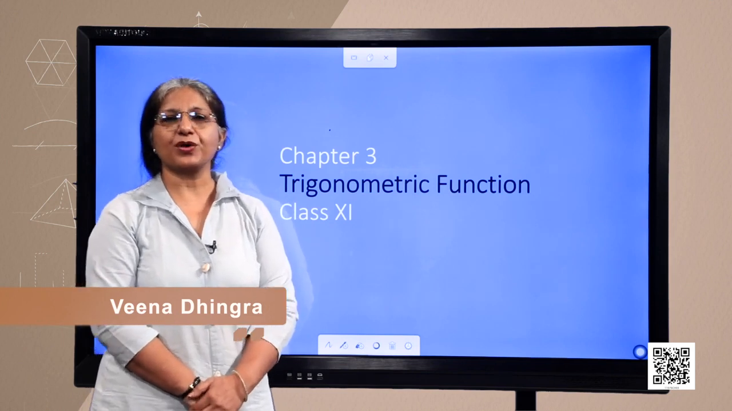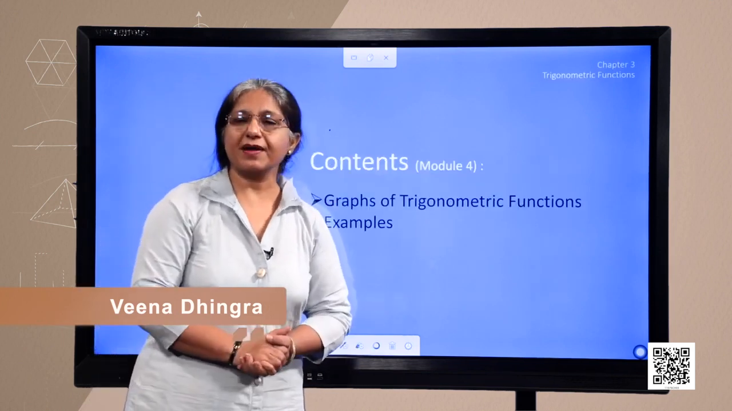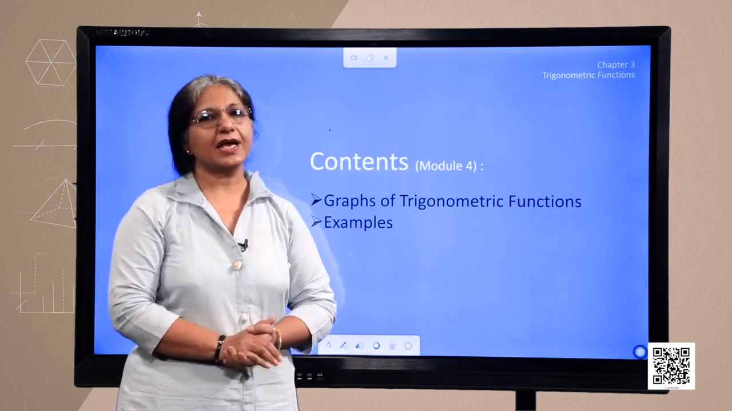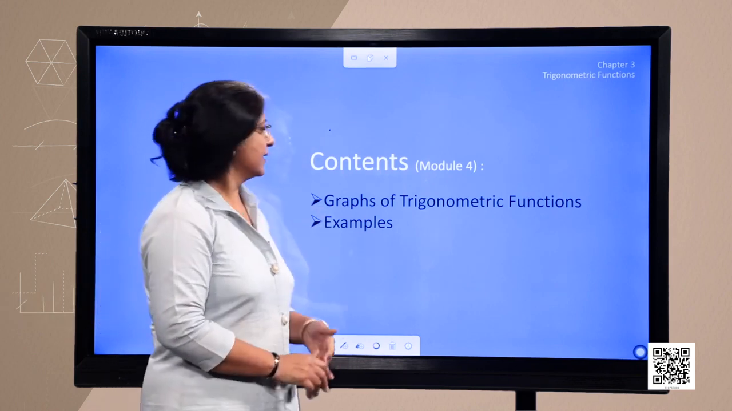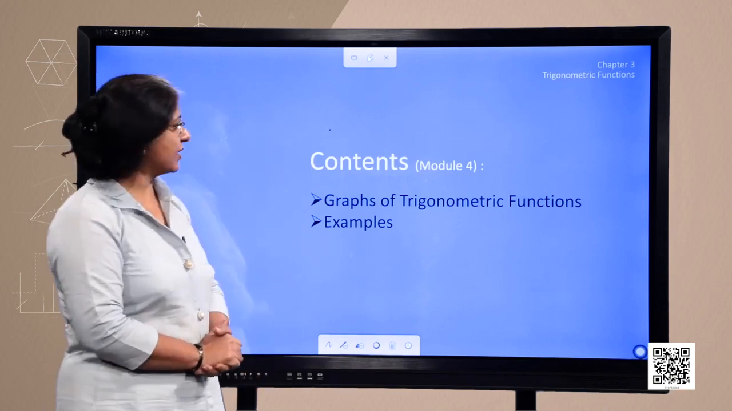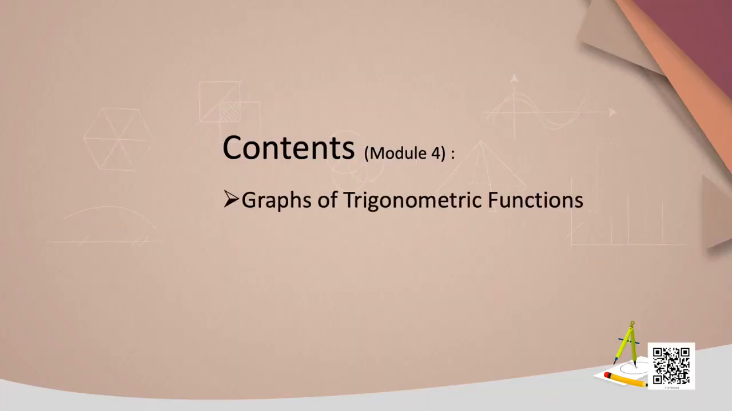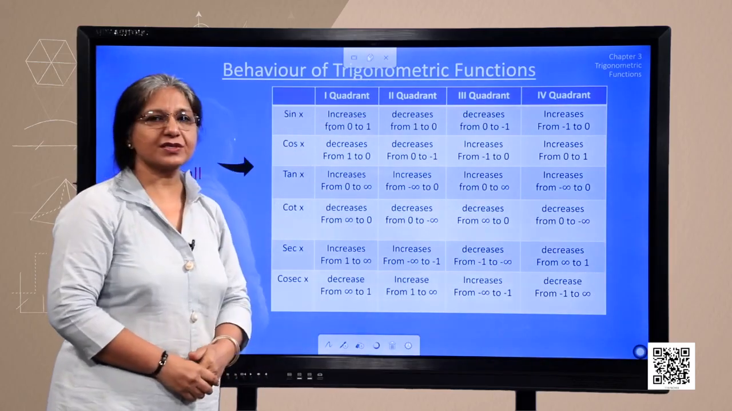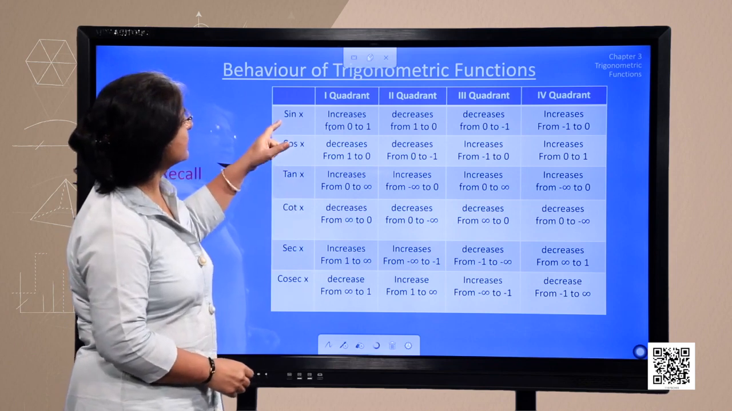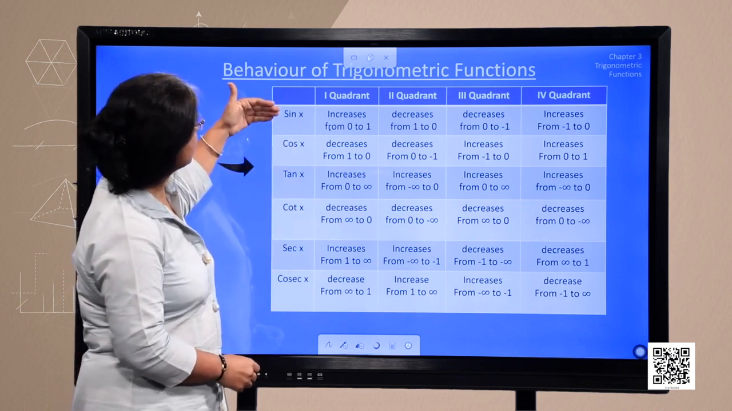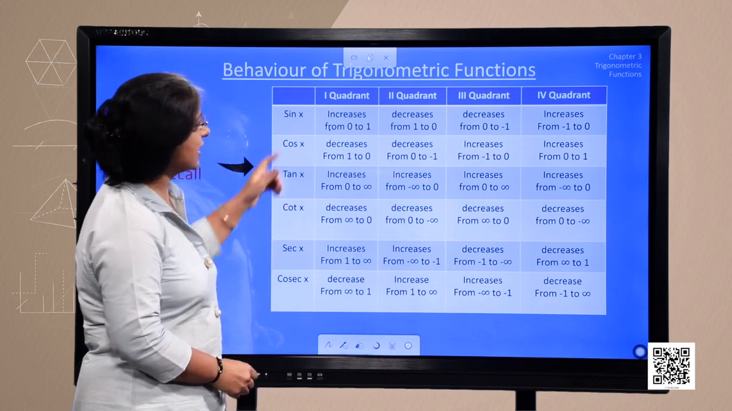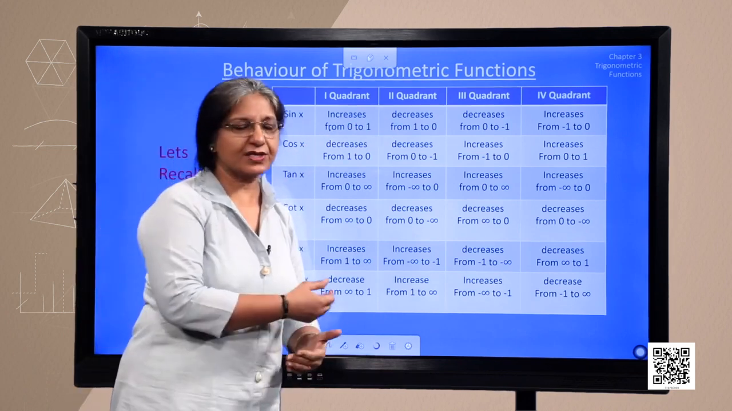In our previous modules, we learnt about domain and range of trigonometric functions and their behavior in different quadrants. In this module, we shall cover graphs of trigonometric functions and few examples. Let us recall behavior of trigonometric functions. As you must have seen, the behavior of sine, cos, tangent, cot, secant and cosecant in different quadrants. We shall move further.